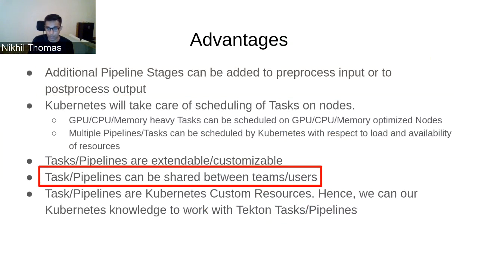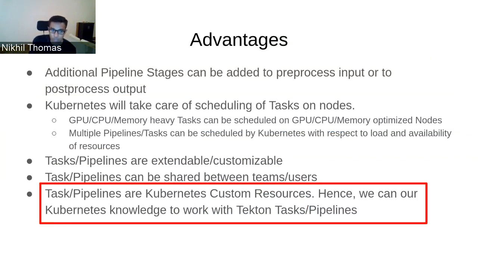So I can write a pipeline, and if there are other people who are interested in using that, I can share it with them, and they can extend the pipeline and use it for their data sets. Tasks and pipelines are Kubernetes custom resources. What this means is that Tekton pipelines is an enhancement on Kubernetes. Basically, it adds a set of CRDs and a controller on Kubernetes. So if you are familiar with Kubernetes, there is very little learning to start working with Tekton pipelines. You can leverage your Kubernetes knowledge and start working with Tekton pipelines to run your GIS workloads.